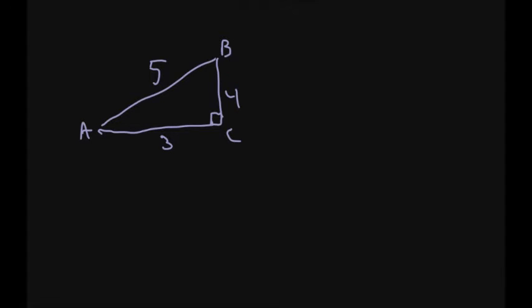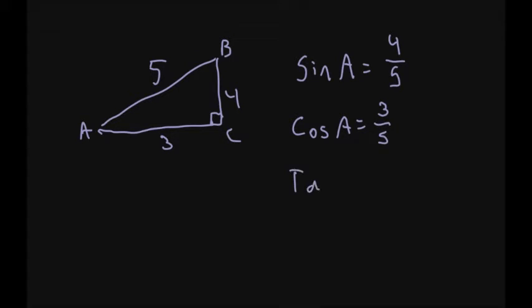Alright, so let's look at what these would look like if you start writing these ratios. If I did the sine of A, that equals opposite, which is 4, over the hypotenuse, which is 5. If I did the cosine of A, it's adjacent over hypotenuse, so that would be 3 over 5. And if I did the tangent, that equals opposite over adjacent, so that would be 4 over 3. So that's how you write your ratios for the trigonometry functions.